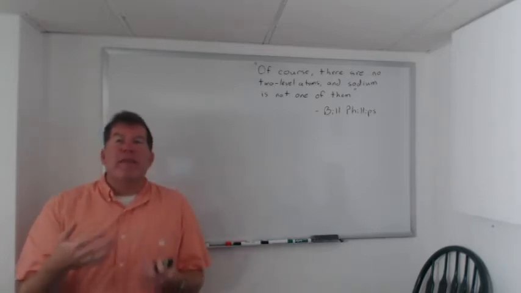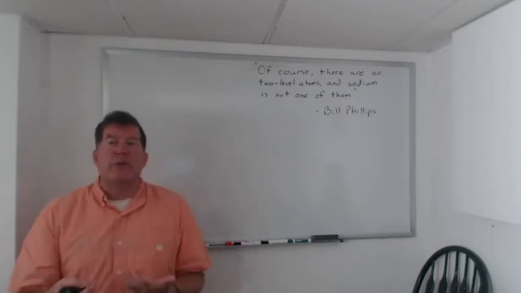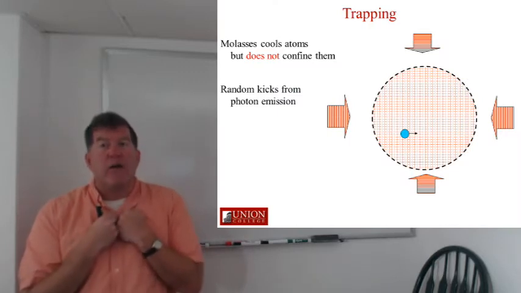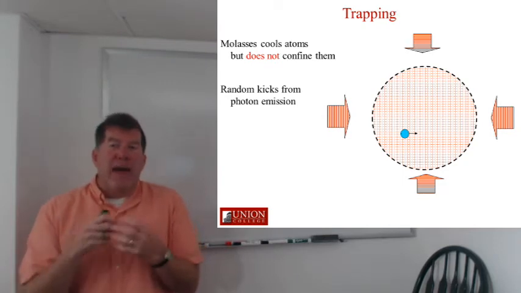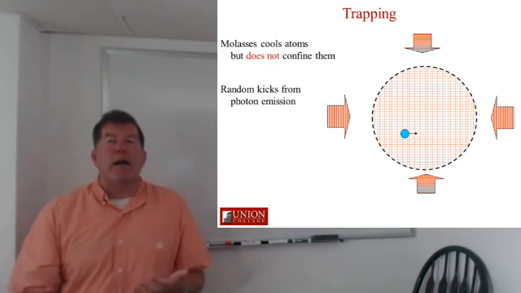Right, and the reason for this is the same thing that limits the temperature: they get these random kicks from photon emission. So every time the atom absorbs a photon and slows down as it's getting cooled, it gets kicked in another direction, right? And that process is going to lead the atoms to wander around kind of randomly, right?